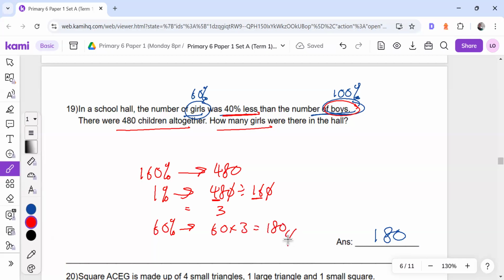Okay? Got it? So very important concept. This is the important concept that you must know. Second group is always 100%. So I expect that next time when you see this kind of question, you must know how to do it.